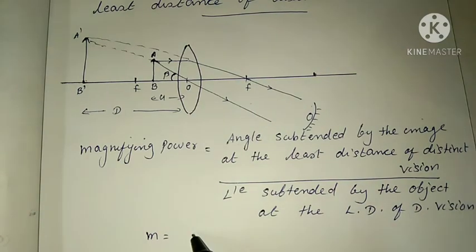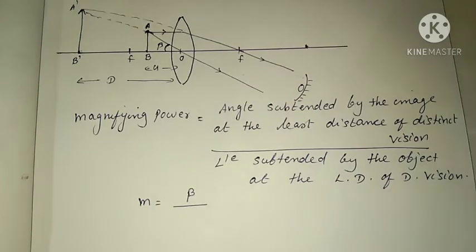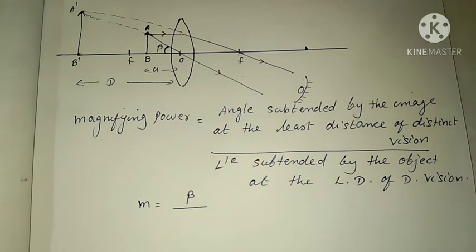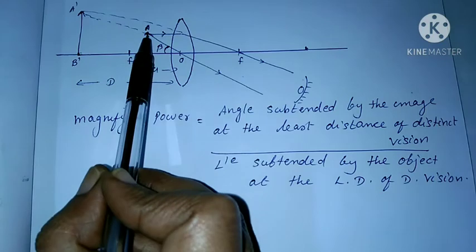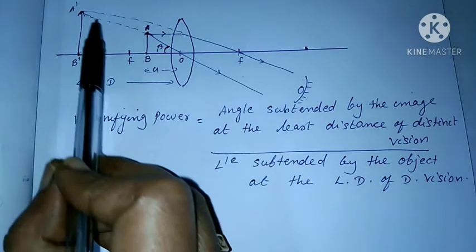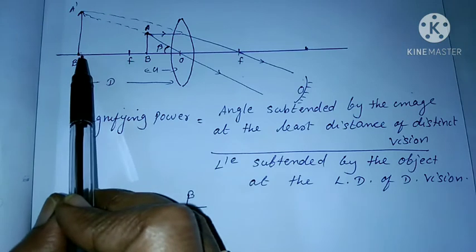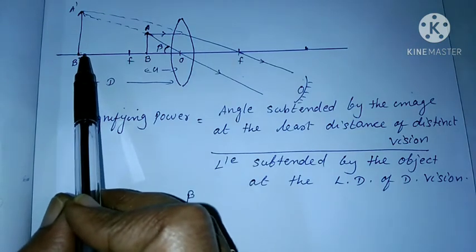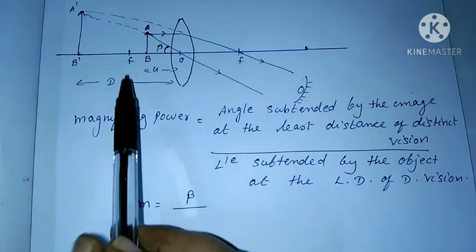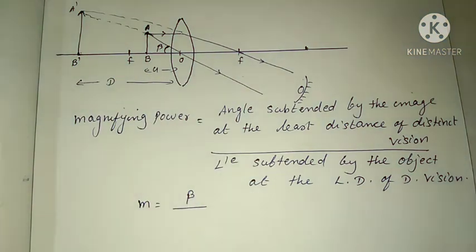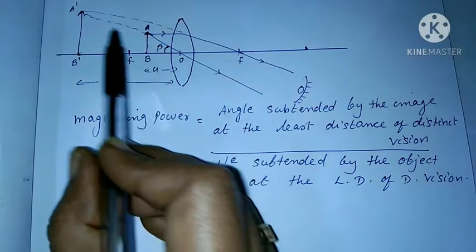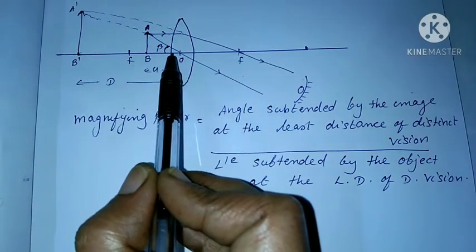So we can write m equal to beta divided by, then what is the angle subtended by the object at the least distance of distinct vision. So here this is the object. The angle subtended by the object and the angle subtended by the image appear to be the same. So here we can write the angle subtended by the object as alpha. So from the figure, beta and alpha appear to be the same.